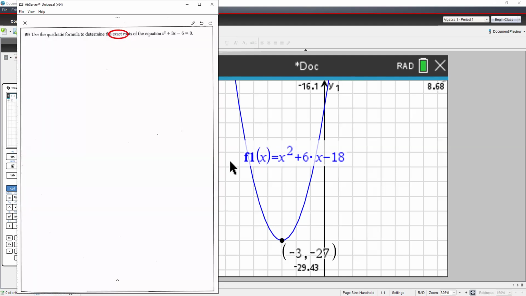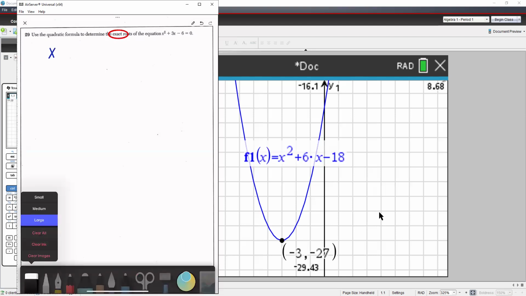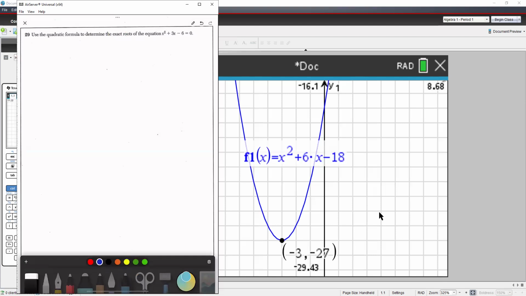All right, let's go to the next one. Now, this one is a quadratic formula question. We're not going to actually use the quadratic formula to compute this. We're going to use the graph, but we have to at least demonstrate that we know how to use the quadratic formula. So it's going to be A equals 1, B equals 3, and C equals -6. You're going to use the quadratic formula and substitute those numbers in the appropriate place.